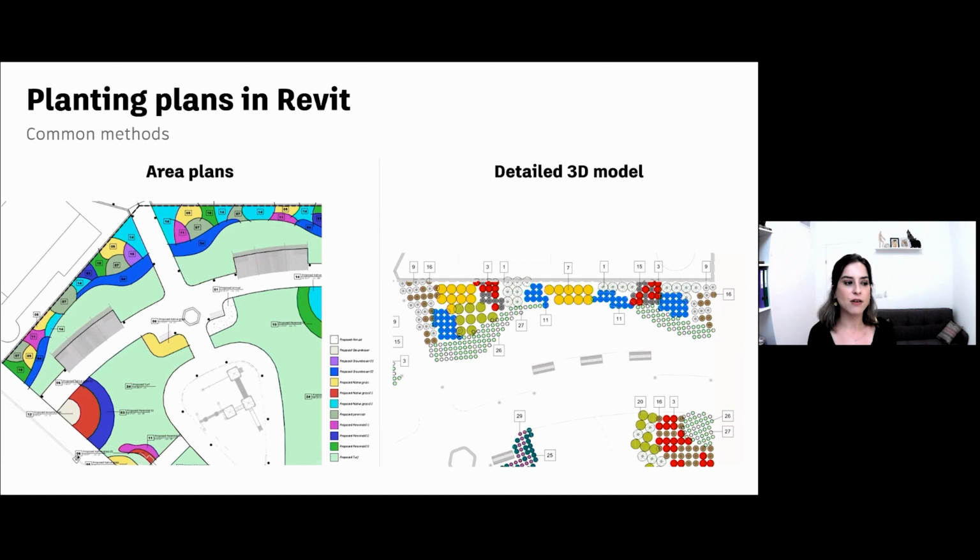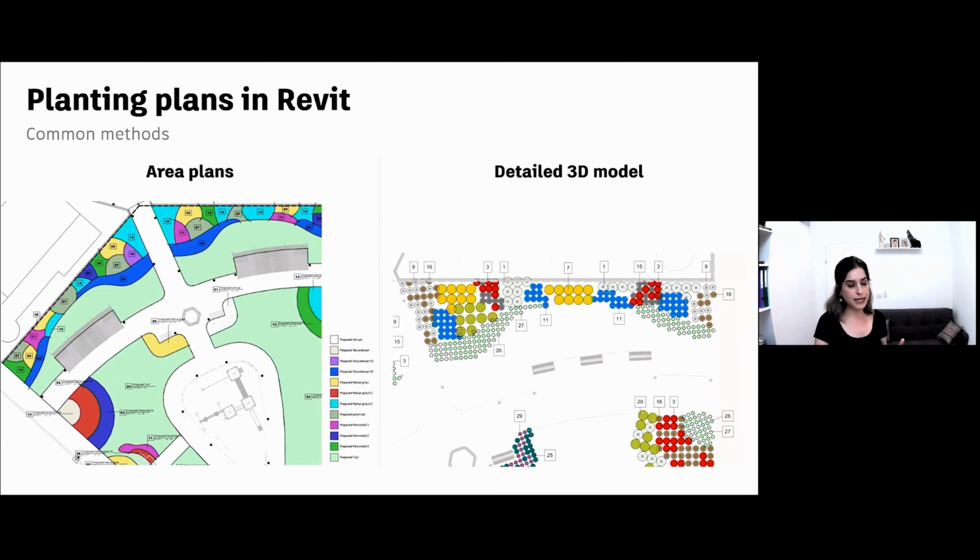Sometimes you do want to have a more detailed model that really shows every plant as a Revit family. Some people do it for 3D, to have a beautiful 3D model. And some people do it because that's how they design planting. They really like to see each and every plant.